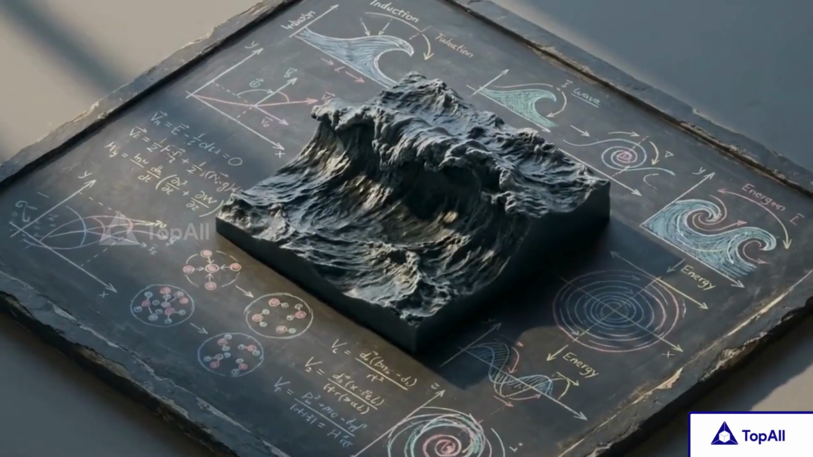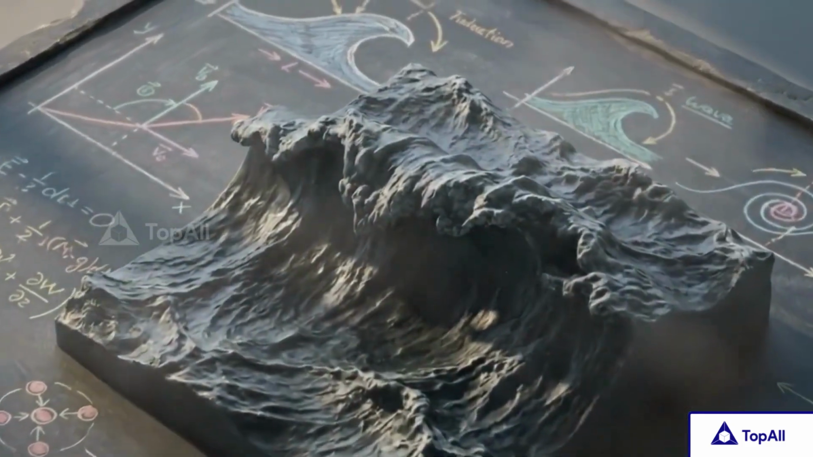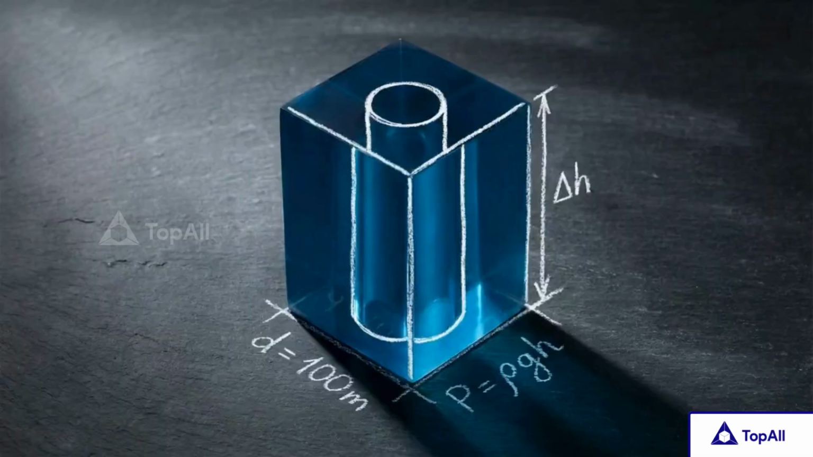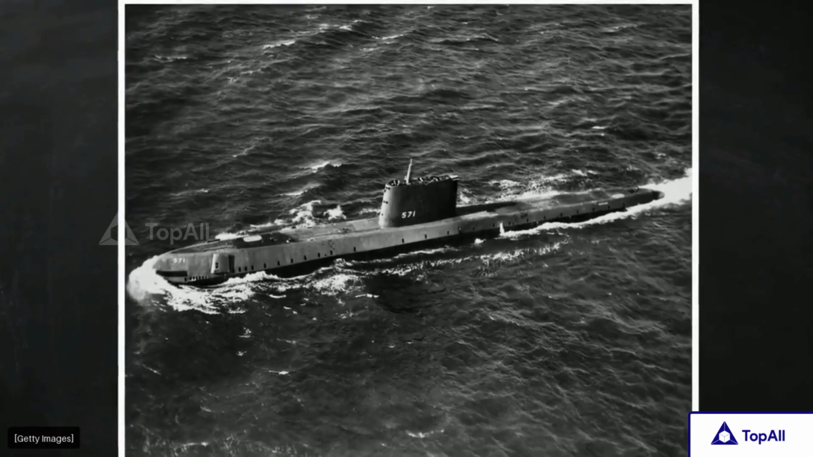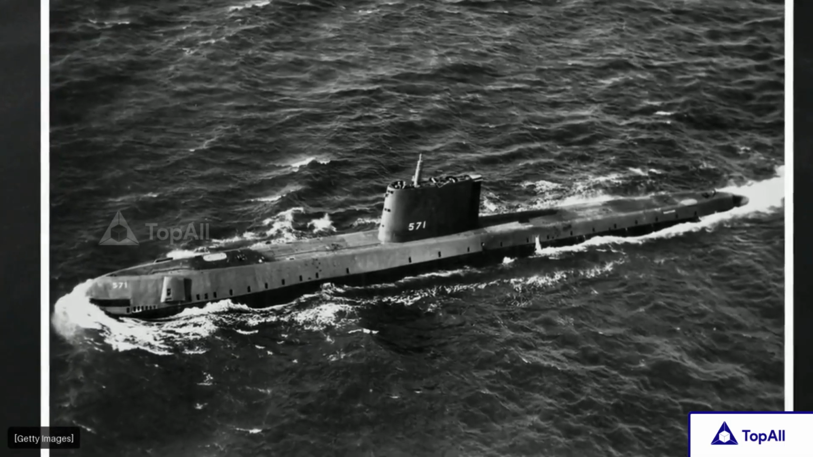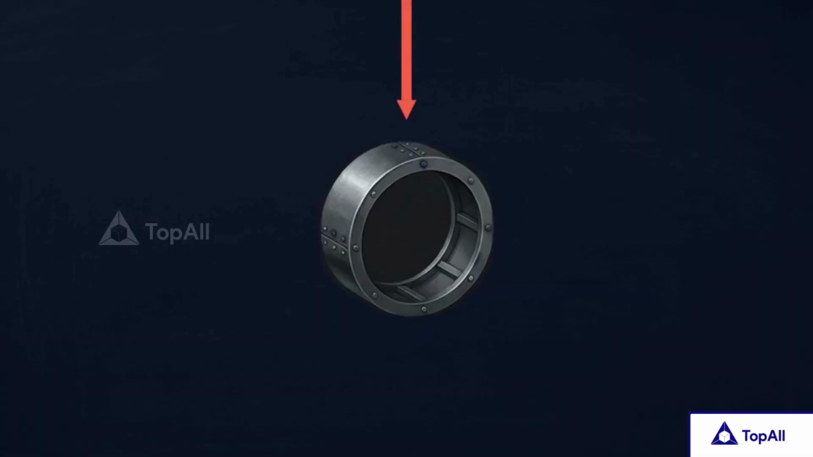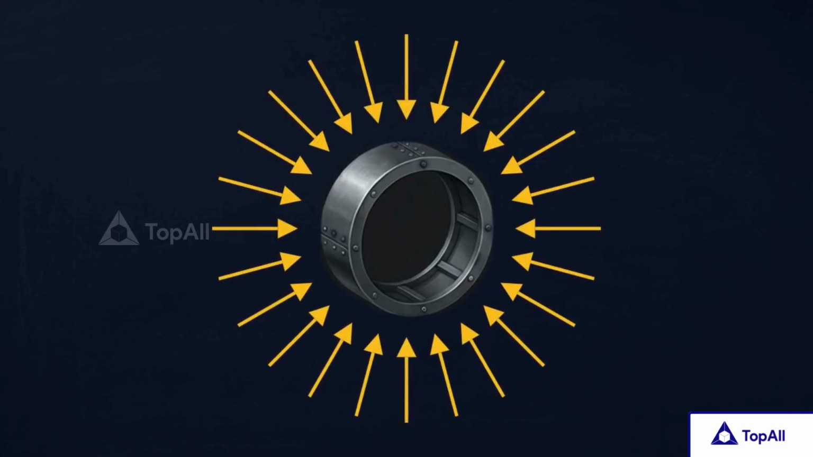When we pull back to the macroscopic world, these microscopic rules govern some of the most extreme environments on Earth. In the deep ocean, the weight of the water column above creates immense environmental pressure that increases with every meter of depth. At a depth of 1 kilometer, the pressure increases by 100 atmospheres. Submarine hulls are engineered to survive this by treating the ocean not as a single downward weight, but as a scalar force that attacks the hull with perfect perpendicular precision at every single point.